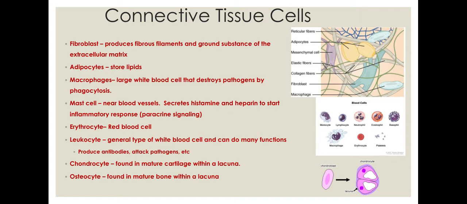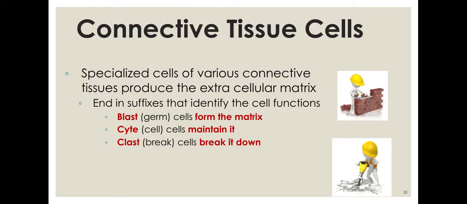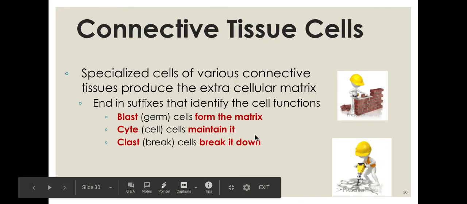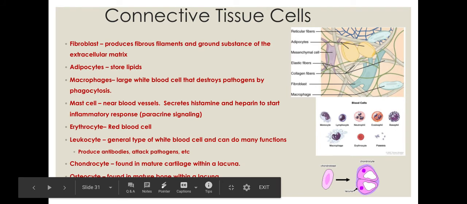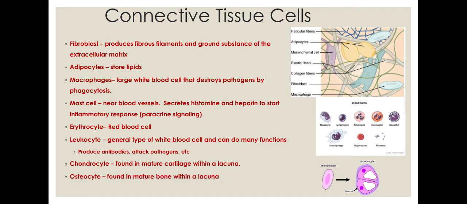So for example, some vocab words that you're going to want to know about. A fibroblast, that is blast at the end, right? That's going to produce fibrous filaments and ground substances in the extracellular matrix. So again, if we go back, blast forms the matrix. So a fibroblast is making that. Adipocytes, that is a lipid or adipose fat storing cell.